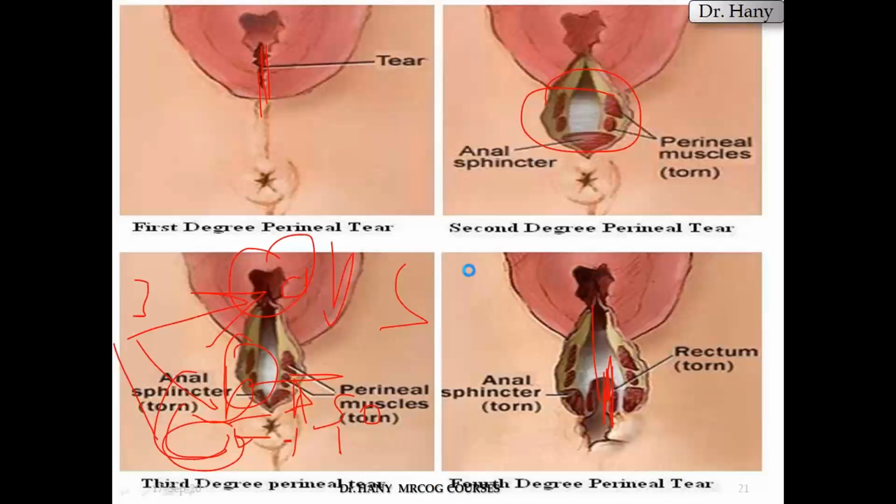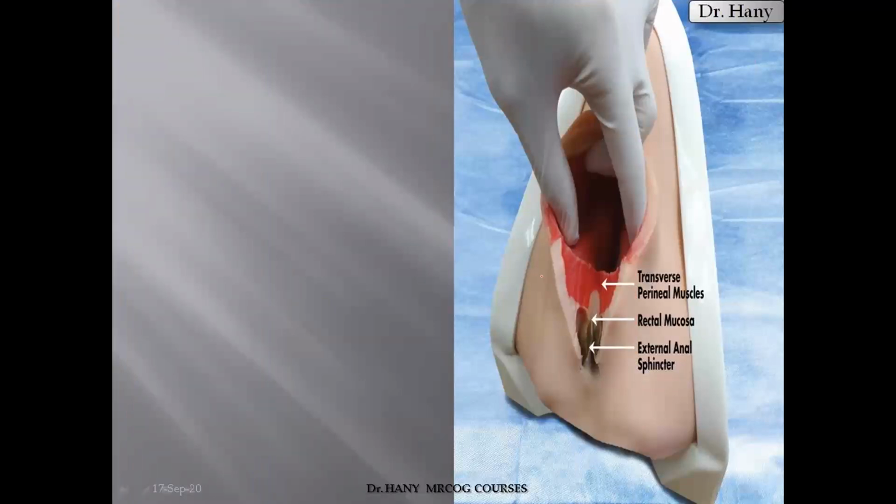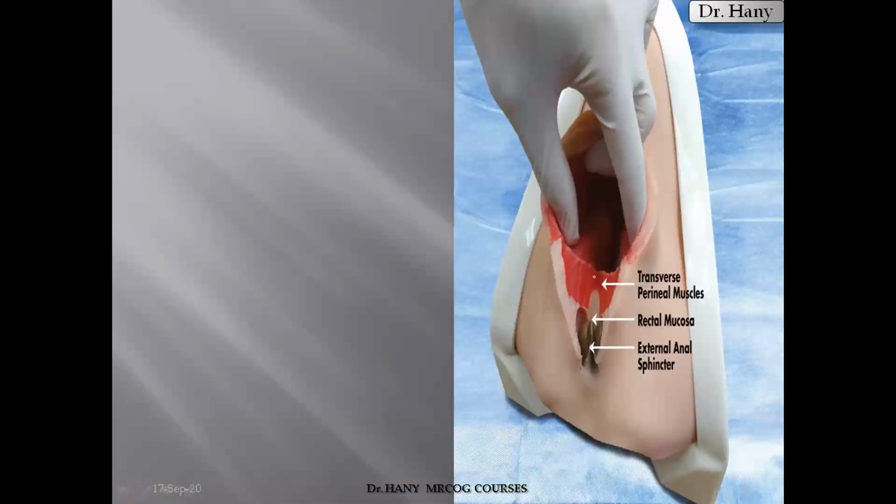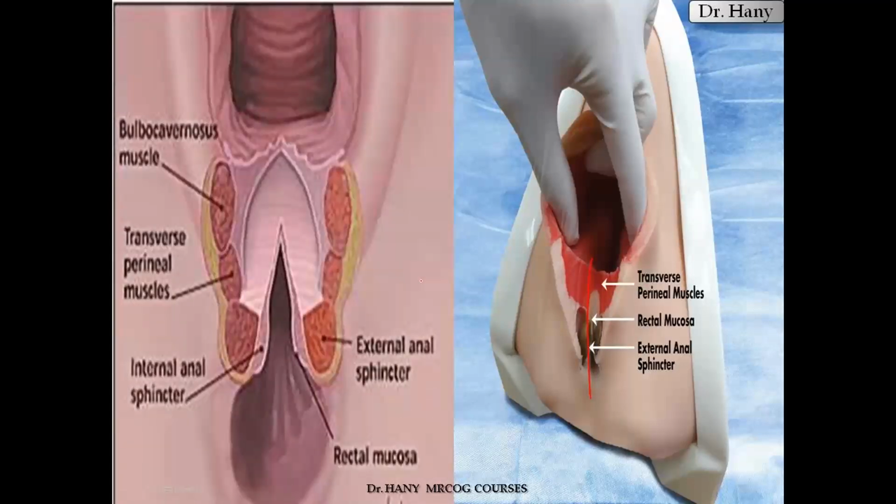How to suture, how to examine. PR, rectal examination, is a safety point. Why? Rectal examination is a very important safety point, to assess the type of tear and to do the rolling test. You put your index finger in the anal canal and your thumb on the perineum and roll in between to find the defect, to see if you have a complete tear or not. So this will be the repair.